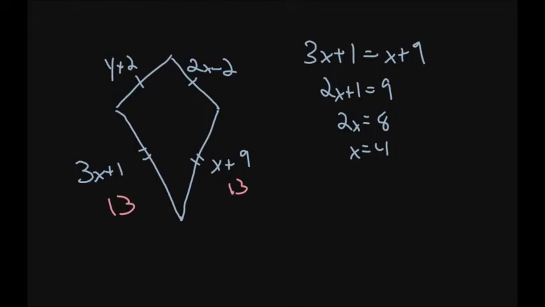And then we can work on the top equations. Well, I got 2 times 4 is 8. 8 minus 2 is 6. So to get that last one, to solve for y, I have to set that equal to 6. So I got y plus 2 equals 6. So I subtract the 2 from both sides, and I get y equals 4. So I solved for x, I solved for y, and I solved for all of my sides.